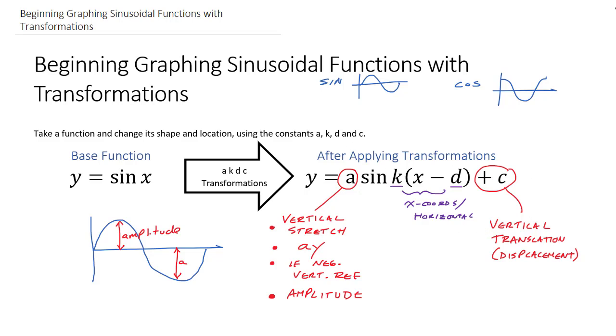Okay, so vertical displacement also tells us where the middle of our graph is, because whatever we move up or down, that's going to be the middle. So that's also called the equation of our axis. The equation of our axis is just going to be y equals c. That's the middle of our graph. Let me write this down, y equals c. So whatever this is, right here is the middle.